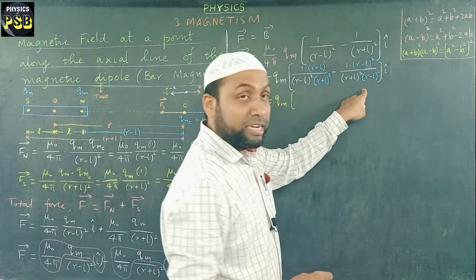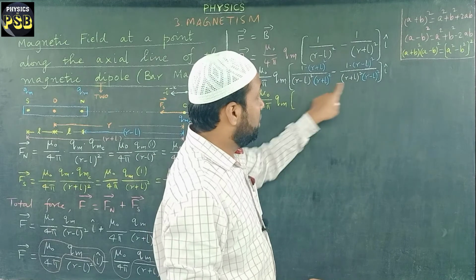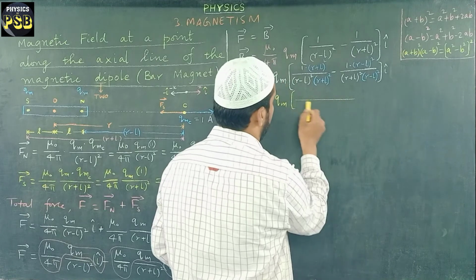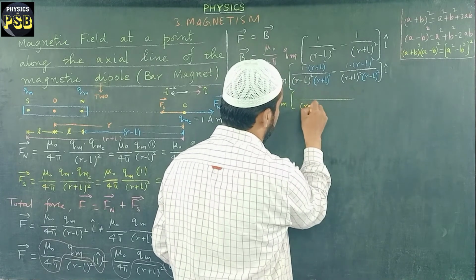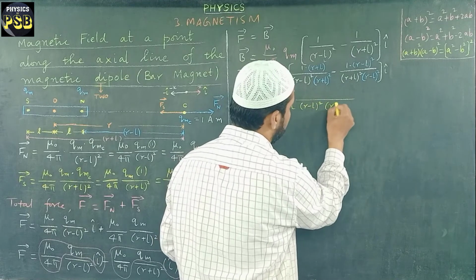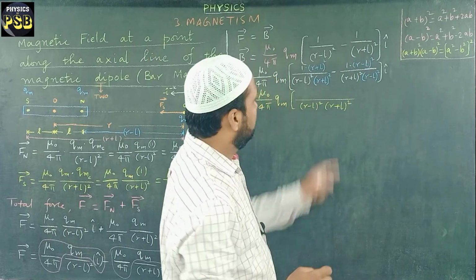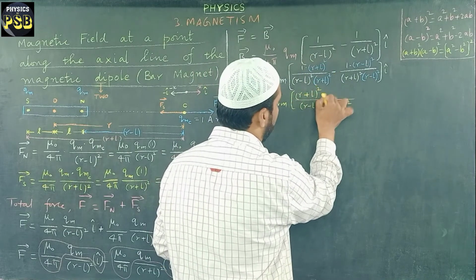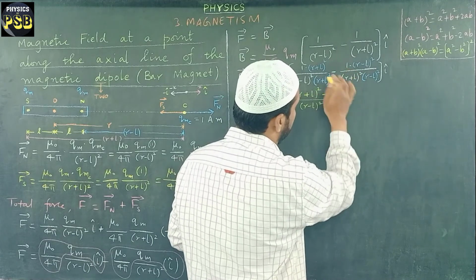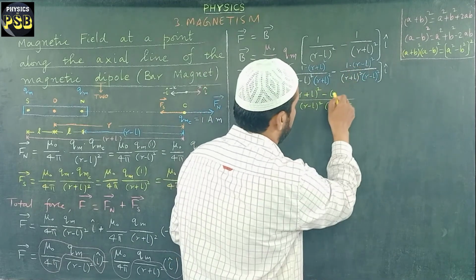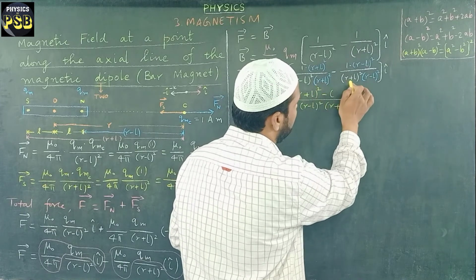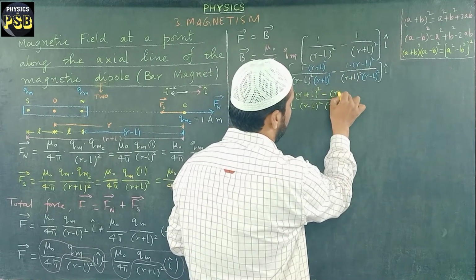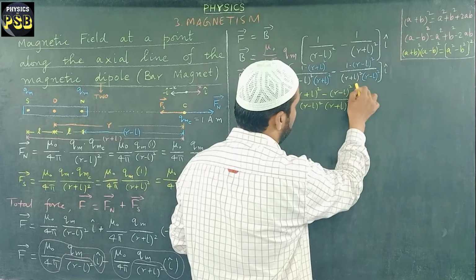Here, the denominator has become common, so it can be written this way. I take it common: r minus l whole square plus r plus l whole square. And here we have r plus l whole square minus r minus l whole square. Now, as the denominator has become common, we can subtract.